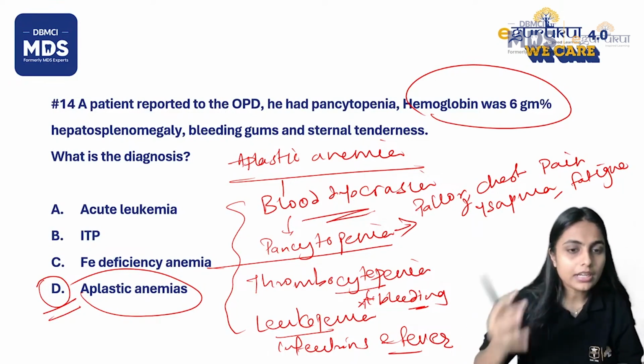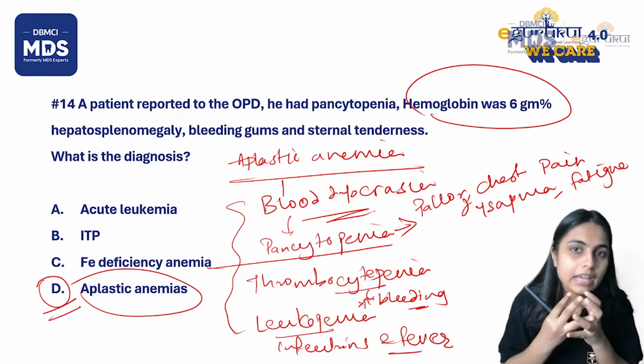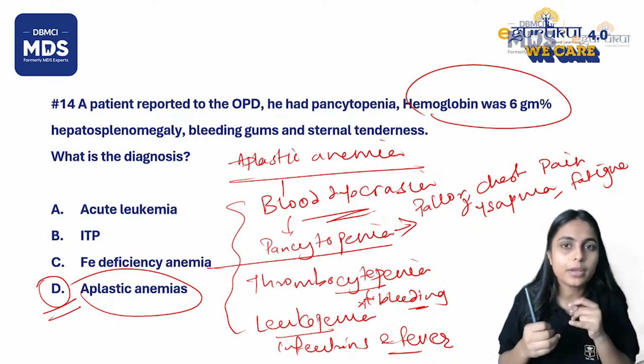Acute leukemia, what happens in acute leukemia? There is gingival enlargement. There are leukemic infiltrations due to leukemia.